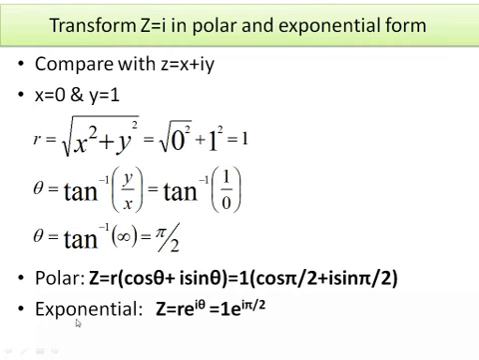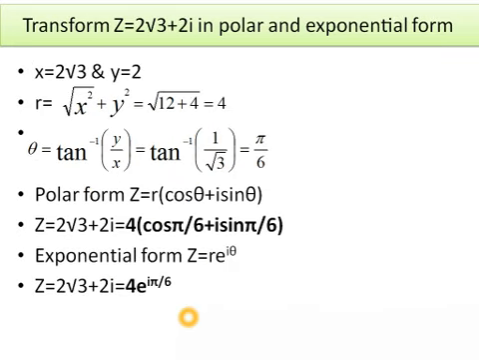Similarly, the corresponding exponential representation is z is equal to r e to the power i theta. By plugging the values of r and theta over here, we are having z is equal to 1 e to the power i pi by 2. So in this manner, different complex numbers can be represented uniquely by considering the polar and exponential form.